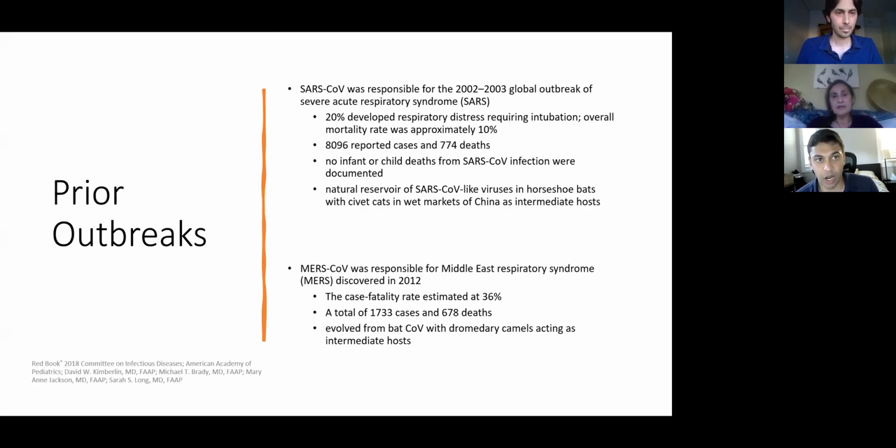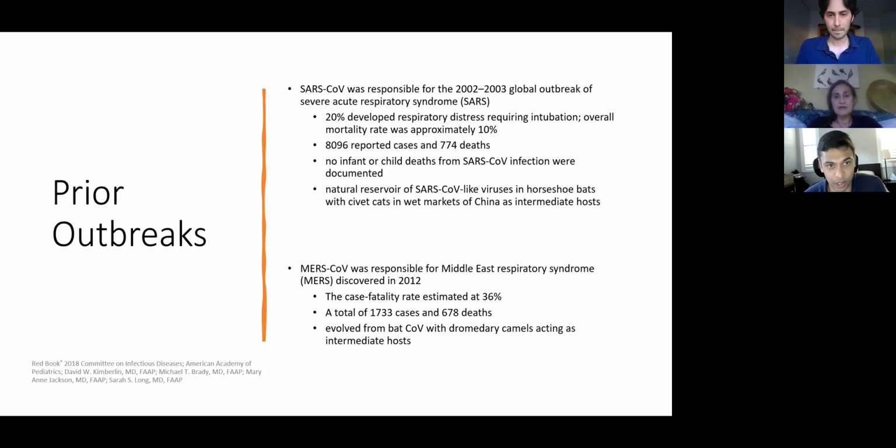Two recent major outbreaks have occurred in the last 10 to 20 years. The first was the first SARS coronavirus. This occurred mostly in Asia, and it was characterized by really severe disease. A fifth of those patients ended up on the ventilator, and 10% of them died. Now, what was striking about that SARS virus, and this one as well, is that it doesn't tend to affect children. In fact, no infants or children died with that SARS outbreak.